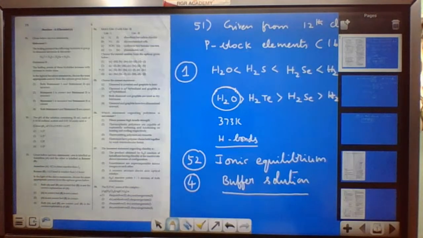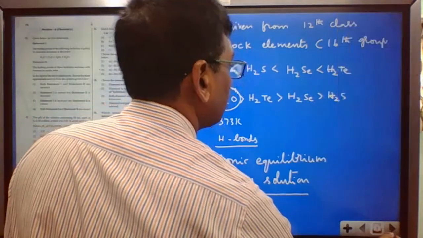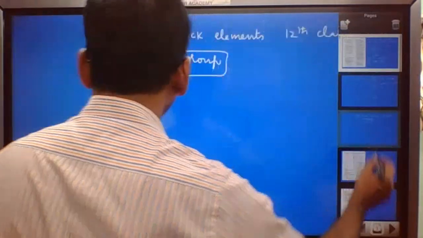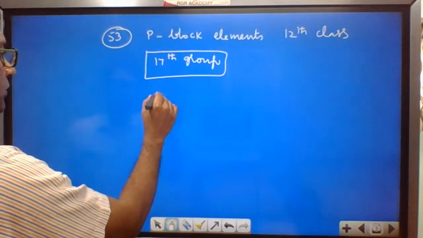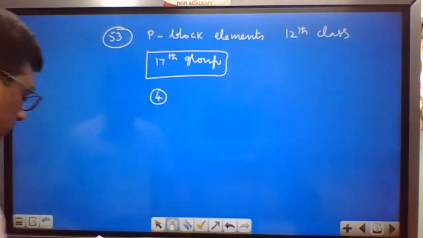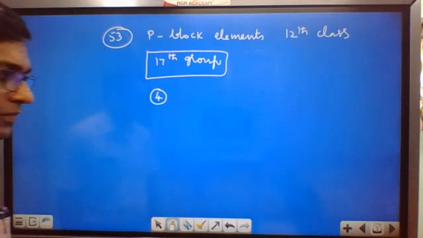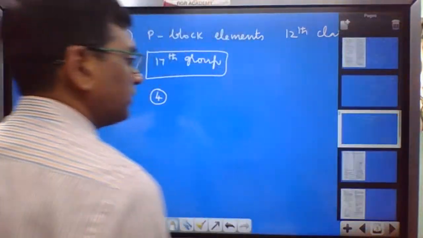This is also correct. So it means that both assertion and reason are correct, and the reason is the correct explanation of A. So for the 53rd question, option 4 is the right answer. Option 4 is the correct one.